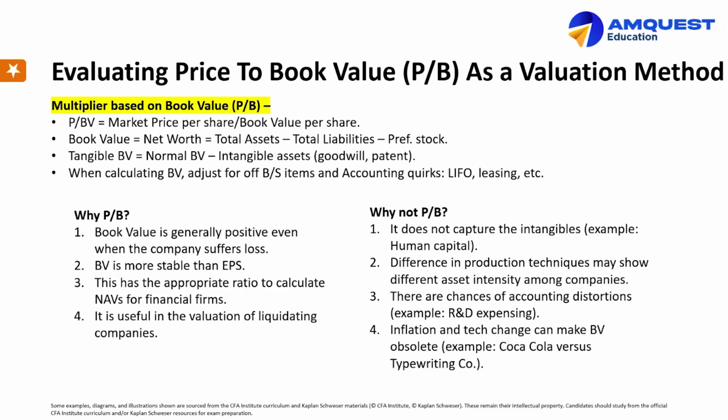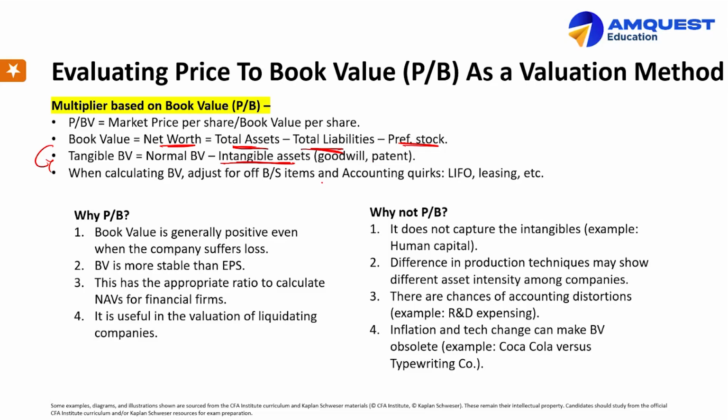The next is price to book value. So book value is your net worth, which is your equity. It can be calculated as assets minus total liability minus preferred stock if the company has got preference stock. बुक वैल्यू में भी टैंजिबल बुक वैल्यू होता है. इसमें हम क्या करते हैं, वी आर एक्सक्लूडिंग इंटैंजिबल एसेट्स लाइक गुडविल, पेटेंट्स एक्सेट्रा.